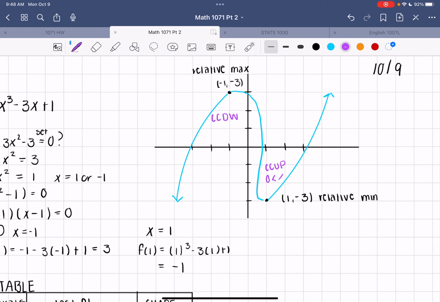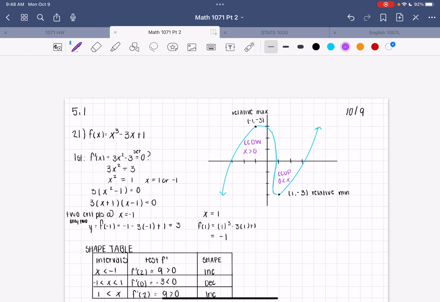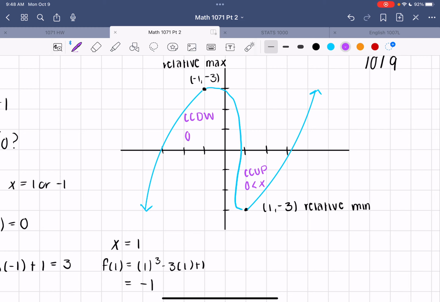So here we have f of x is equal to x to the fourth minus 8x squared, add 3. So I'll leave room for my drawing here. So now let's get our first derivative information.